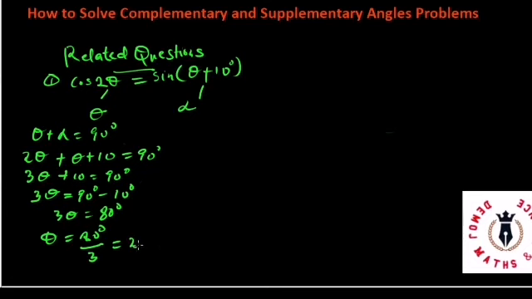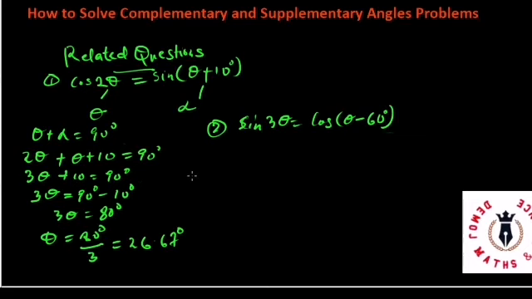Theta is equal to 26.67 degrees. Now let's see the second question. For my second question, the question I have here says that if sine of 3 theta is equal to cos of theta minus 60 degrees.